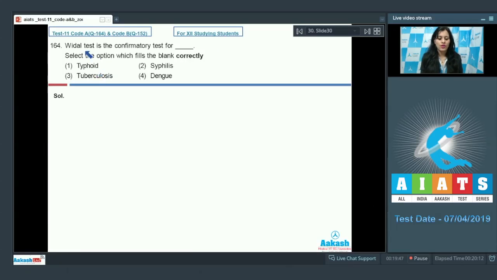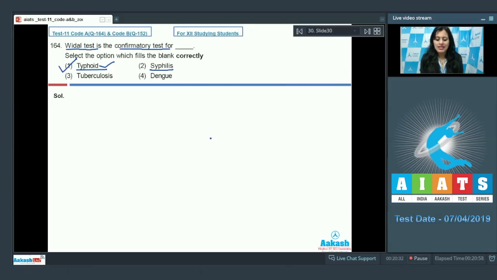Question number 164. Vidal test is the confirmatory test for. Select the option which fills the blank correctly. And the options are typhoid, syphilis, tuberculosis and dengue. And the correct answer to this question is option number 1, typhoid. This is also given in your NCERT book that Vidal test is the confirmatory test for typhoid. Typhoid is a bacterial disease caused due to Salmonella typhi. Let's discuss the rest of the options.